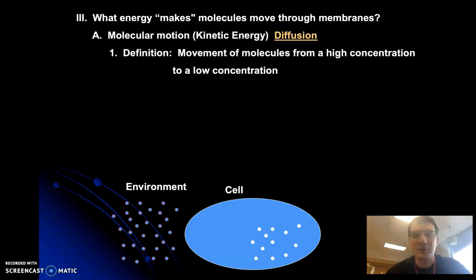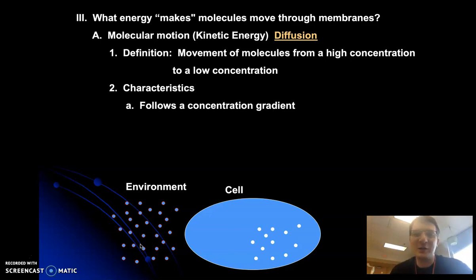So the key is that diffusion is a natural process. There's no extra energy, but molecules are going to move from a high concentration to a low concentration. So if there's more molecules on one side randomly moving, they're likely to move to the other side. And eventually you'll reach what's called an equilibrium, where there's about 50-50 on each side, and as one moves over to one side, another one moves back to the other side, and you're really not moving large amounts.